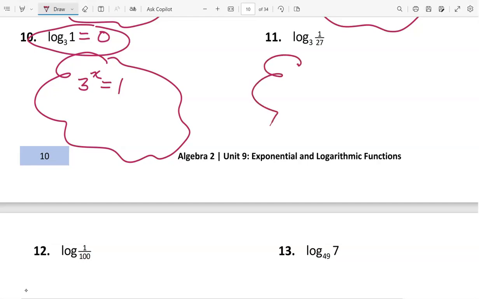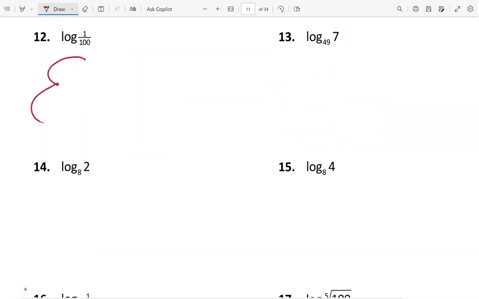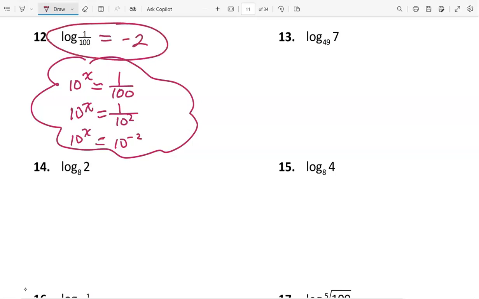In number 11, I need to be thinking base 3 raised to the unknown exponent is equal to 1/27th, and 1/27th is 1 over 3 cubed, which is 3 to the -3. So the value of this logarithm is -3. In number 12, we have a logarithm with an unspecified base, so we'll assume that the base is 10, and 10 raised to the unknown exponent is equal to 1/100th. And of course, 1/100th is 1 over 10 squared, and that's the same as 10 to the -2. So this logarithm has a value of -2.